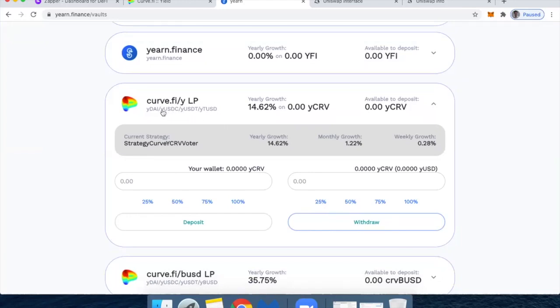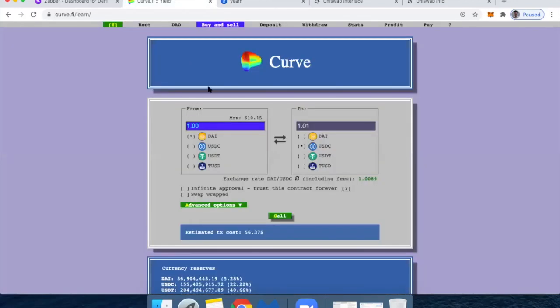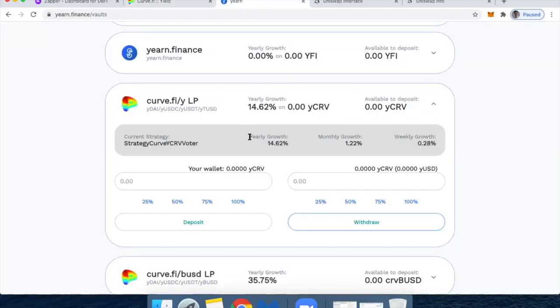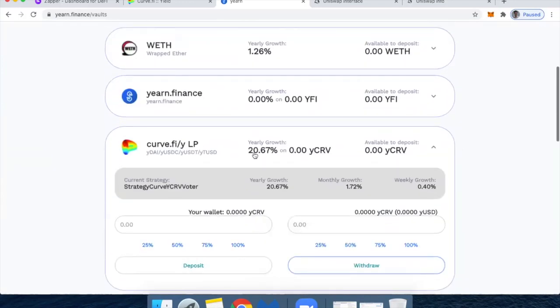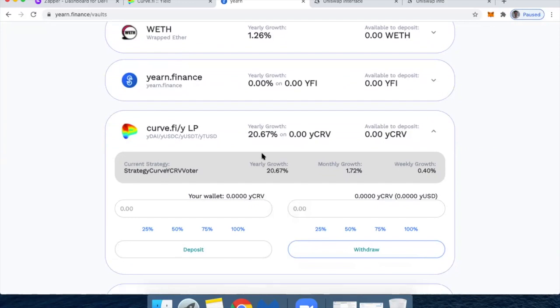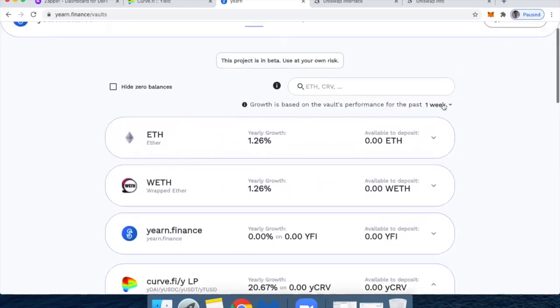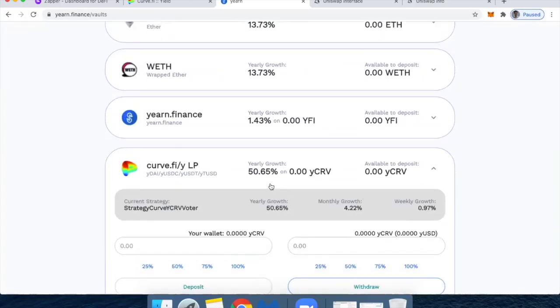If I look at the Curve YLP, again I would have originally gone to Curve and deposited stablecoins. Then I might have come to yearn.finance, and I would have seen that it would earn me about 14.62%. Now, that is different than if I go back and choose 1 week. Over the past week, the performance had actually been higher previously. And if I go back to the averaged performance over the last month, it was even much higher.